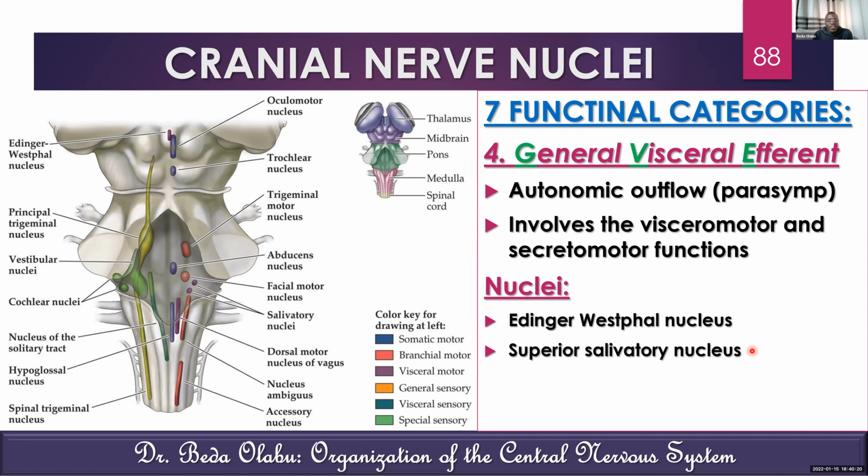Superior salivatory nucleus is located at the junction between the pons and the medulla. The superior salivatory nucleus contains the preganglionic parasympathetic fibers within facial nerve. So the fibers here go to facial nerve. Now, the superior salivatory nucleus is therefore for innervation of salivary glands, submandibular and sublingual, or even the intrinsic ones.